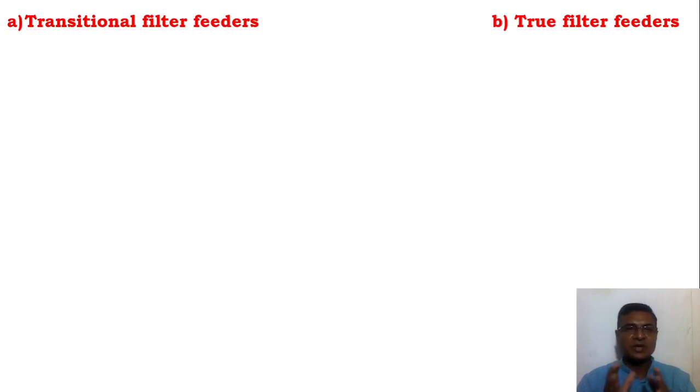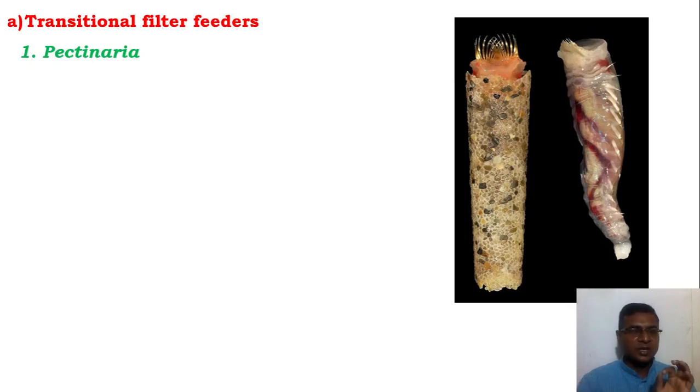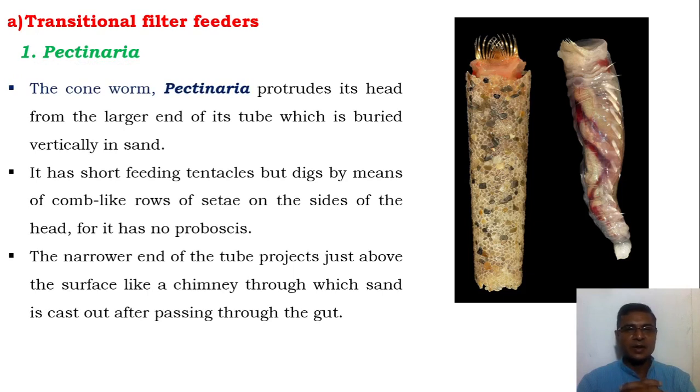One is the transitional filter feeders, and the second is the true filter feeders. In the case of transitional filter feeders, the Polychaetes live in the mud or at the bottom, and they collect the material from the mud or the bottom and transport it step by step toward the oral cavity. First of all, let us move toward certain examples associated with the transitional filter feeder. This is Pectinaria, commonly known as the cone worm.